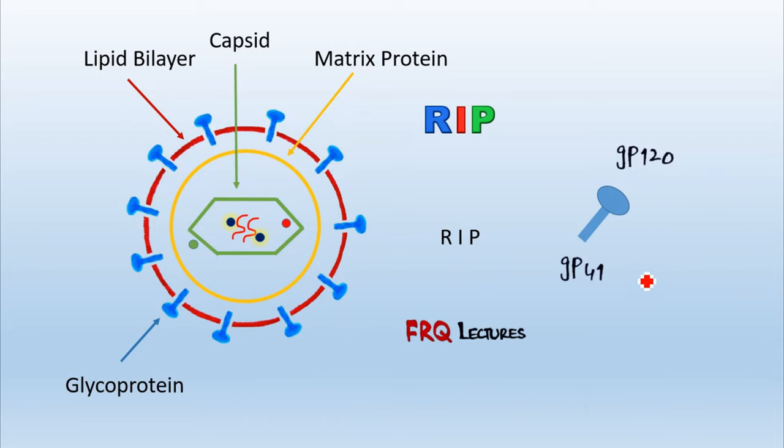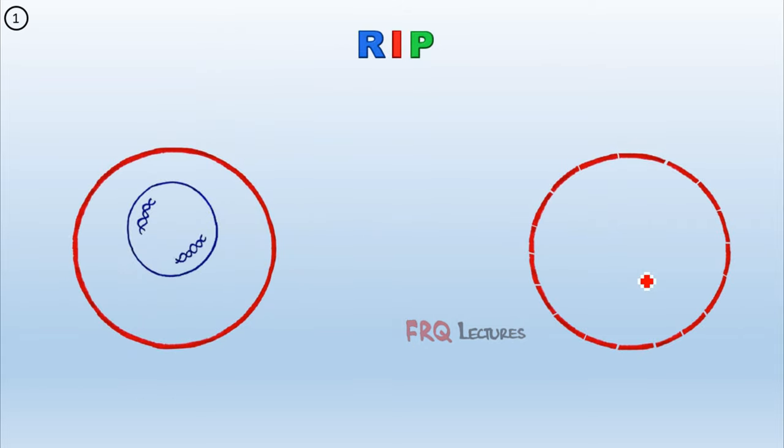So now we can move towards the replicative cycle, how this particular HIV virus affects our cells, or more specifically the white blood cells. So this is the mechanism now. Again, you are able to see this RIP here. Now we will talk about their function.